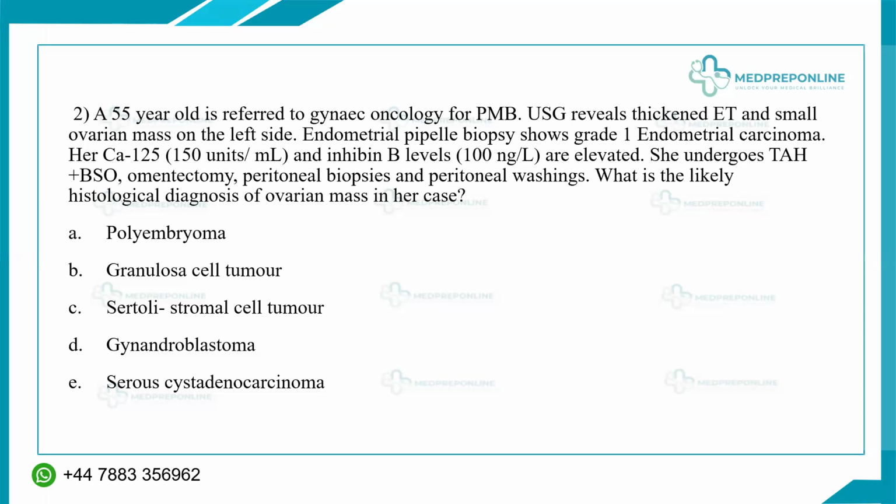A 55-year-old is referred to gynaecology for postmenopausal bleeding. Ultrasonography reveals thickened endometrium with a small ovarian mass on the left side. Endometrial pipelle biopsy shows grade 1 endometrial carcinoma. Her CA125 is 150 units per mL, and inhibin B level is 100 nanogram per liter.